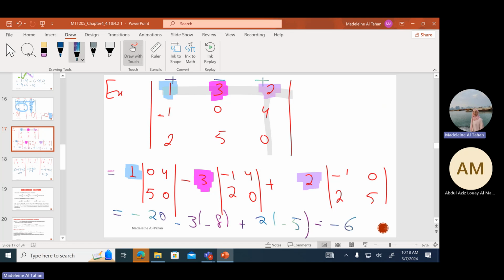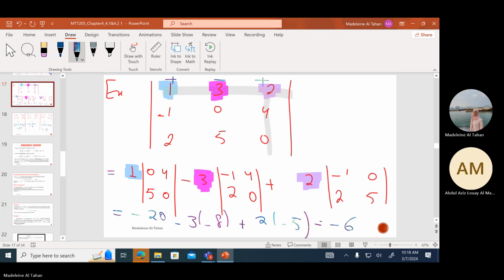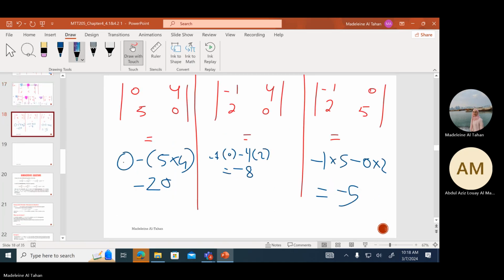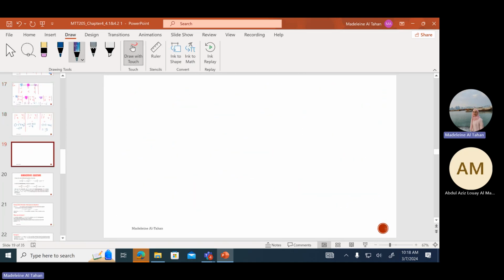Any questions, Miss? Do we have any questions? Now, the only thing is that in differential equations, we will do the same steps, but instead of numbers, we will have functions. Let's say instead of 1, I may have x, instead of 3, I may have e^x, and so on. Okay? Any questions so far? Okay.